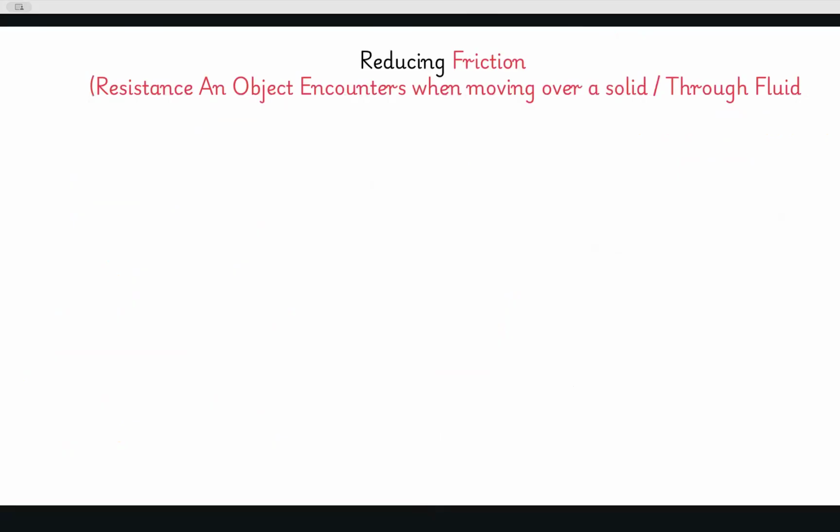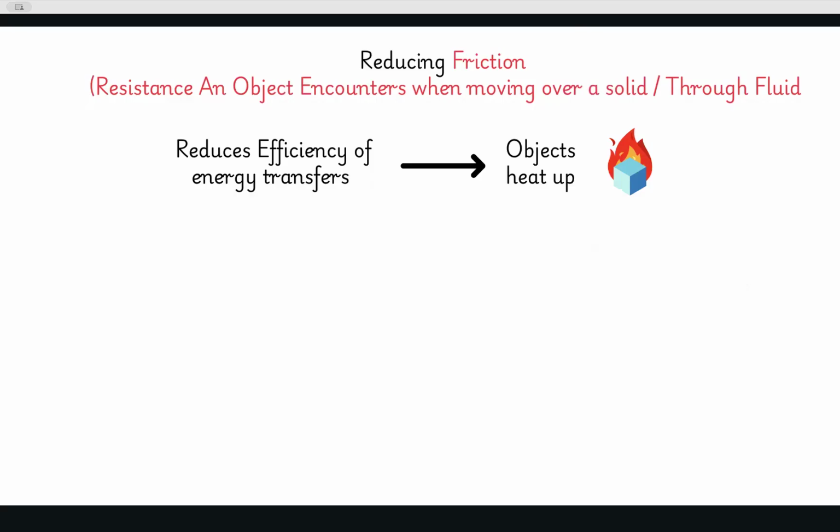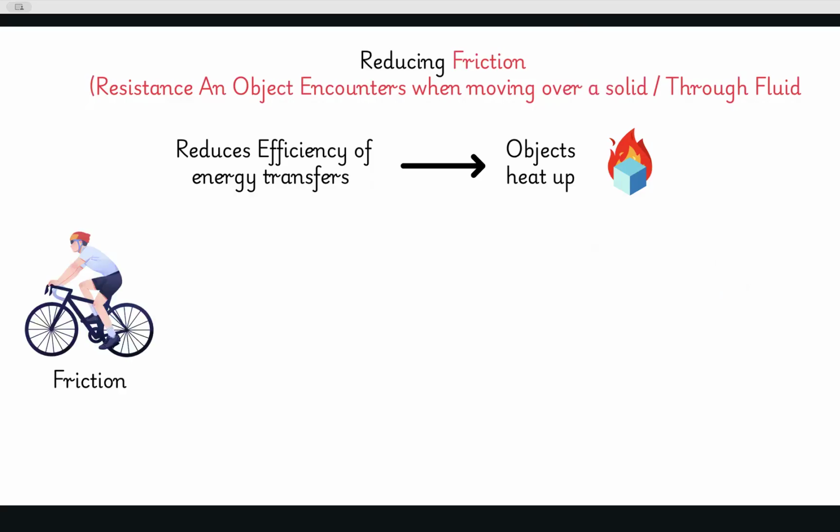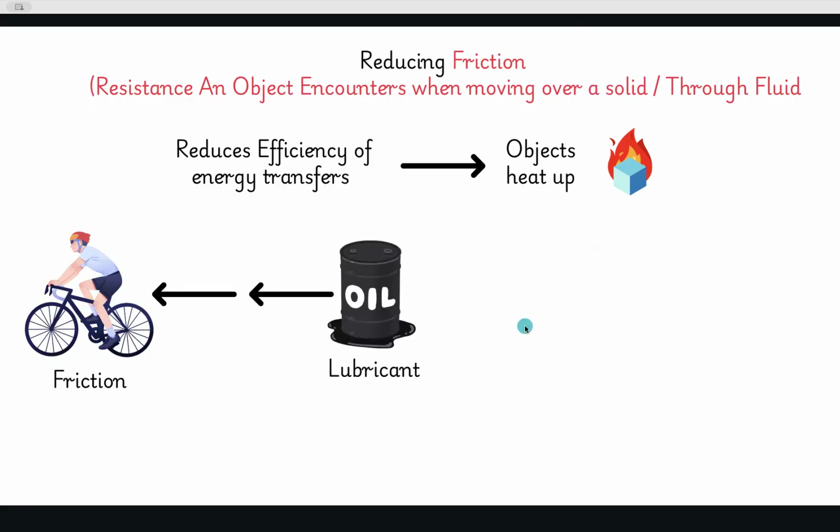So the last thing we're going to look at is how to reduce friction, the resistance an object encounters when it's moving over a solid or through a fluid. Okay. So the problem with friction is that it reduces the efficiency of the energy transfer and it can cause objects to heat up. So if you have friction between the cogs and the chain of a bicycle, it makes it much harder to pedal. But if you add oil, this is a type of lubricant, we can reduce that friction and so cycling can become a lot easier.